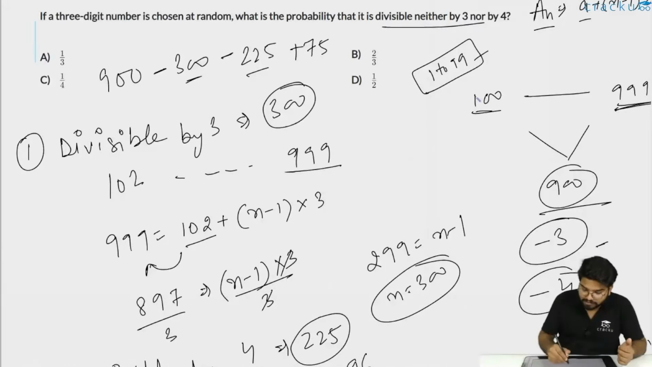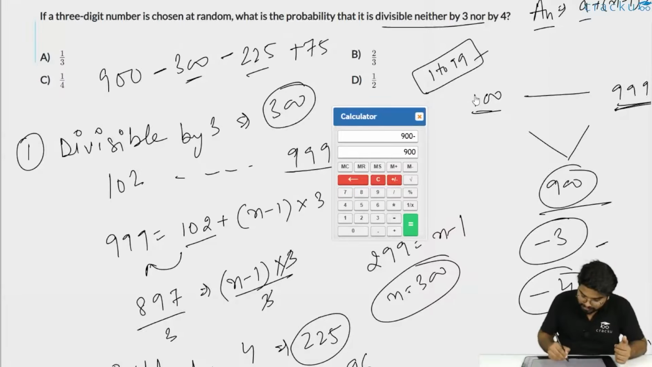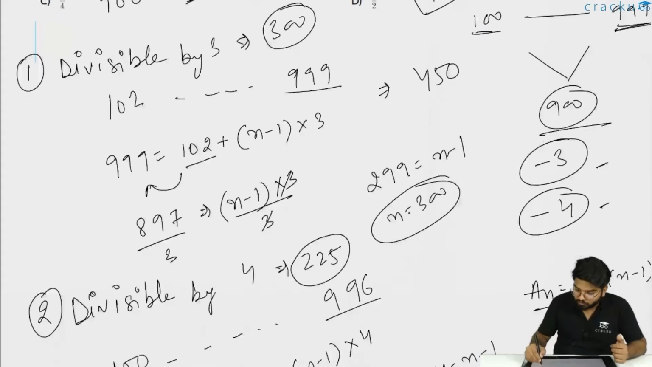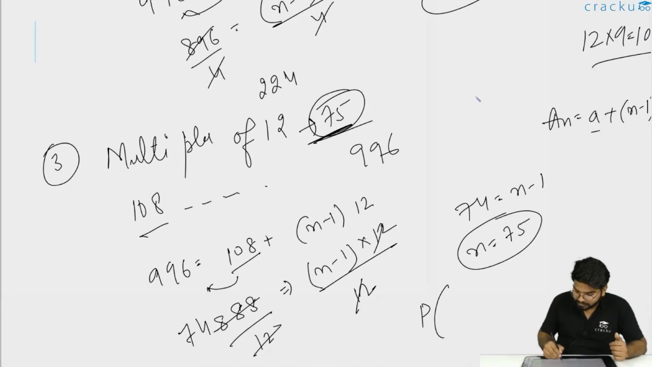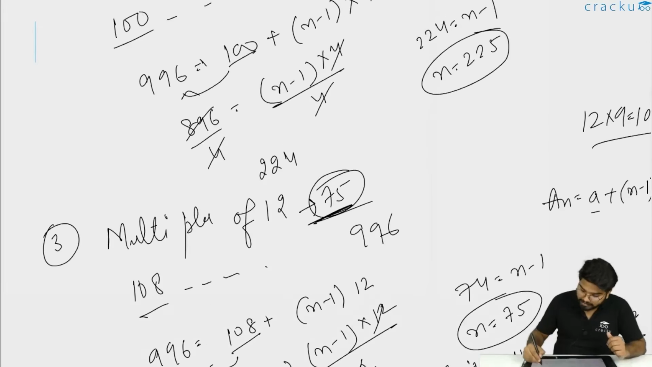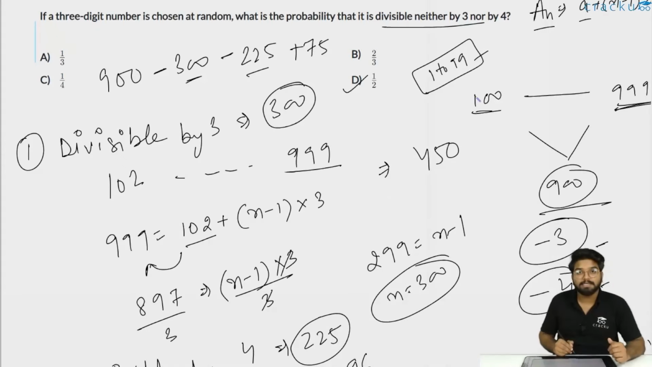So how many numbers are there which are neither divisible by 3 nor divisible by 4? That is 900 minus 300 minus 225 plus 75. So there are 450 numbers. What will be the probability? Probability neither divisible by 3 nor by 4. So there are 450 numbers, and how many numbers are there which are three-digit numbers? That is 900. If we divide, this will be nothing but 1 by 2. So the probability has to be 1 by 2, which is option number D.